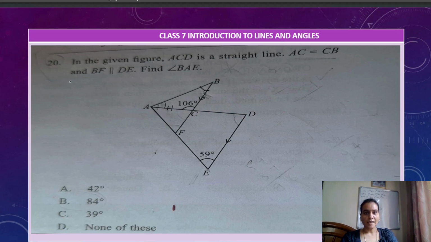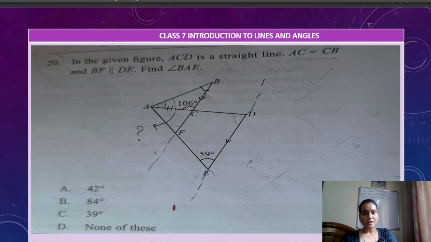How? Let's see. And BF is parallel to DE. So BF, this line, is parallel to this line DE. So we'll extend both the parallel lines a little bit, wherever required. So I'll just extend here. That much, I think, will be fine. Let's see how it goes. So find angle BAE. We need to find out this entire big angle. Okay, this is the question that we need to solve.